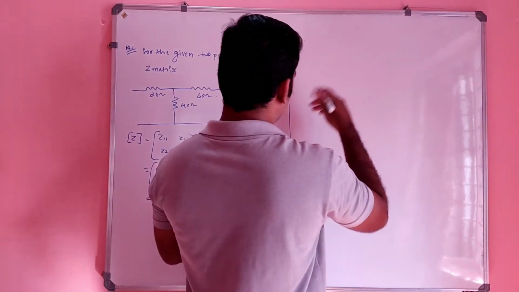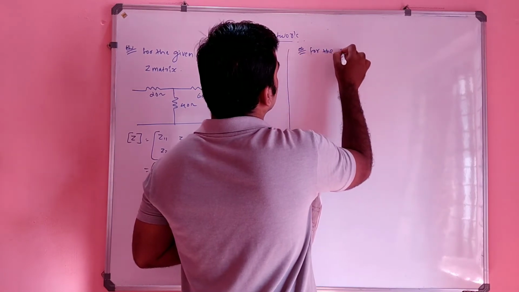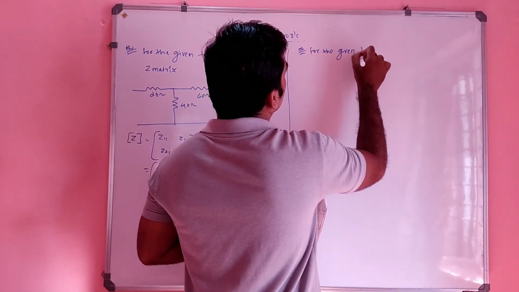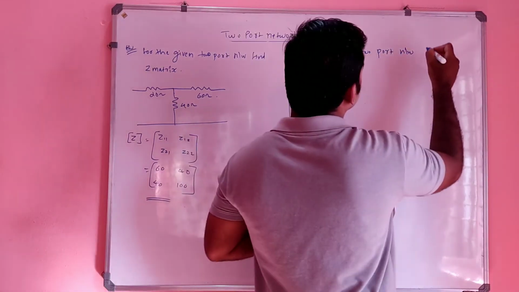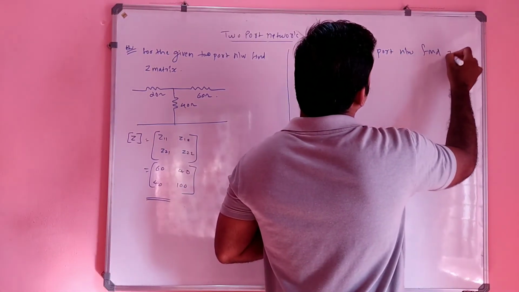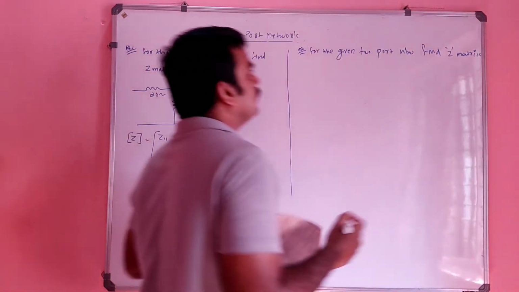For the given two-port network, find the Z matrix again.